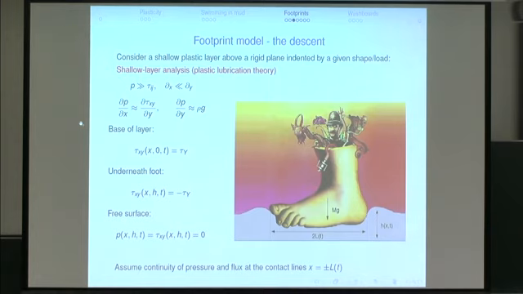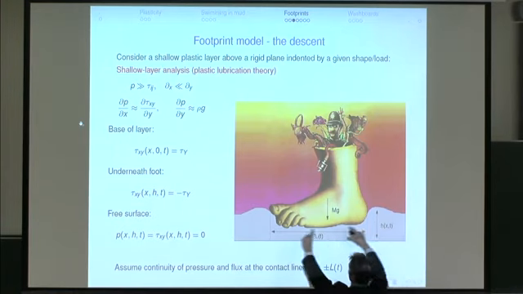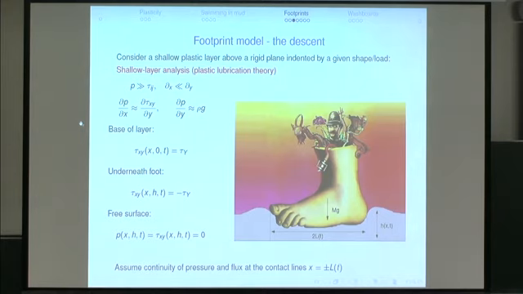To begin with, I'm just going to consider a shallow layer of plastic material, and I'm going to be indenting it with a foot. Let's assume it's a relatively shallow layer to begin with. This will simplify things. One can do a lot more analytical calculations in this limit, and what happens underneath the foot corresponds to a larger degree to Prandtl's squeeze flow type solution.